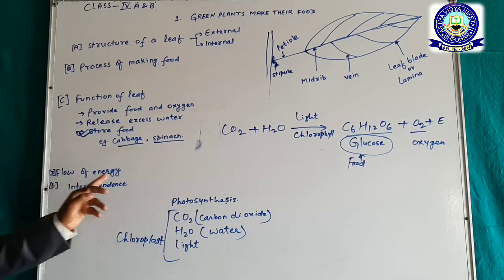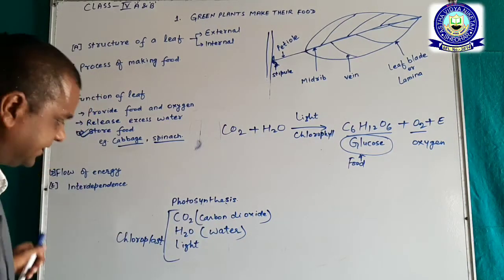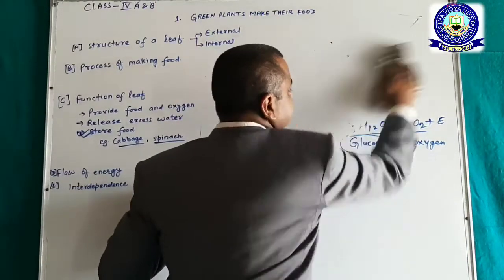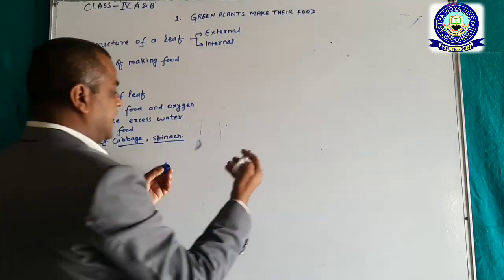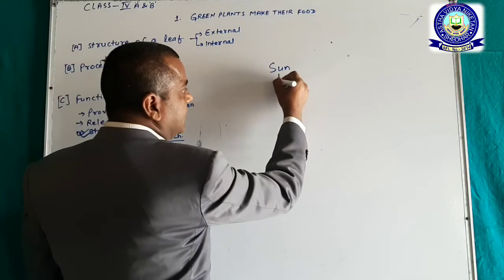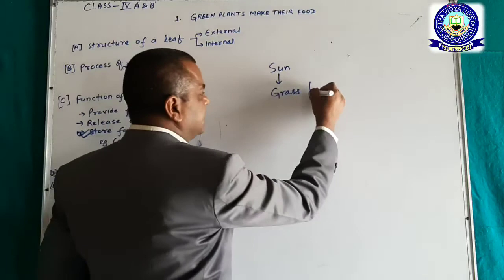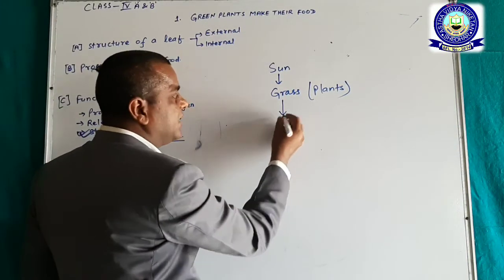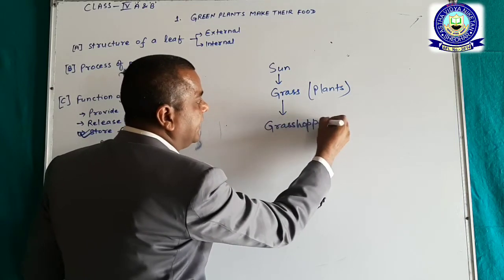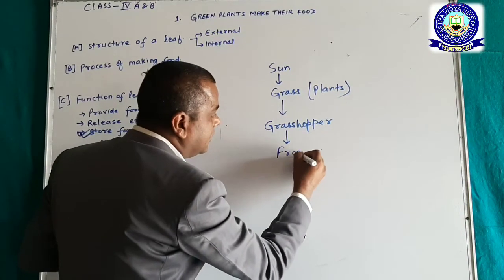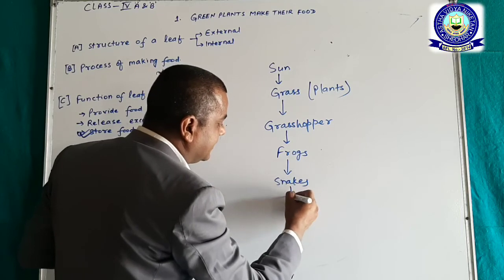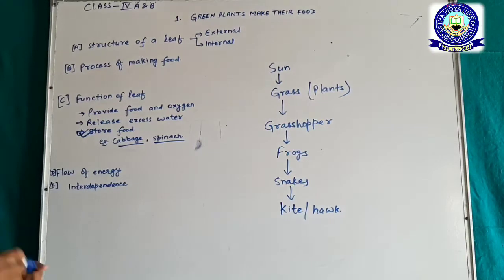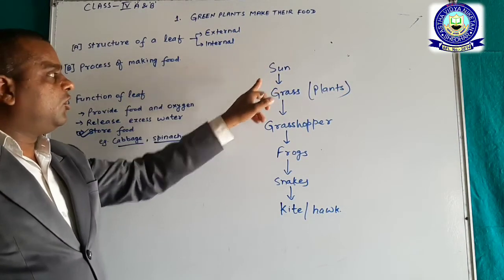Now, flow of energy. There is a special kind of path that indicates the flow of energy, and that begins with the sun. The sun is regarded as the main source of energy. Sun, then grass, or you can say plants. Again this energy flows down from grass to grasshopper, and again grasshopper to frogs, frogs to snakes, and snakes to kite or hawk. In this way this is called a flow of energy.